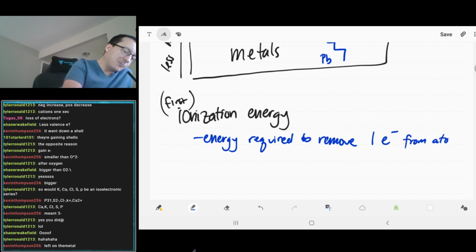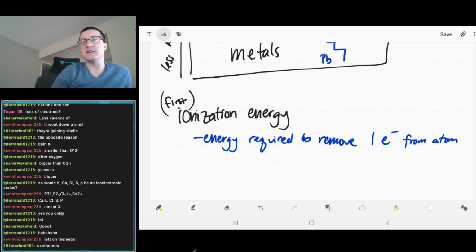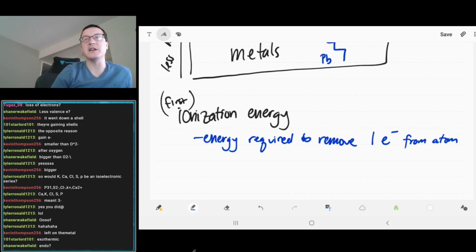It's the energy that's required to remove an electron from an atom. It always requires energy. Anytime we are losing an electron, we have to put in energy to make that happen. Is that exothermic or endothermic? I guess it's not necessarily thermic. There's a better word for it, but we haven't learned it yet. Essentially, no, endo. Yeah. We have to put in energy.